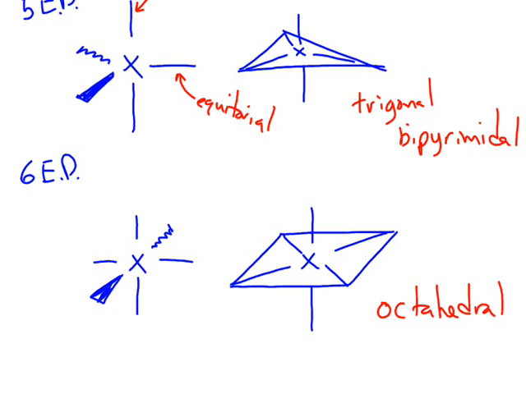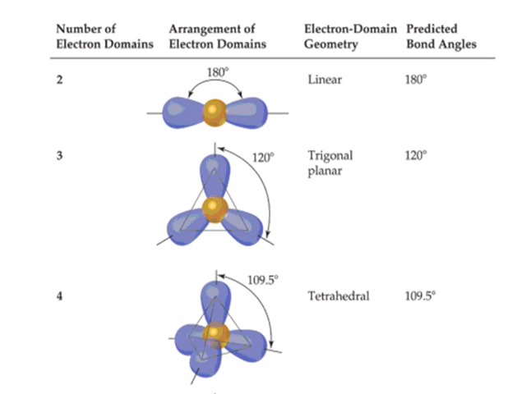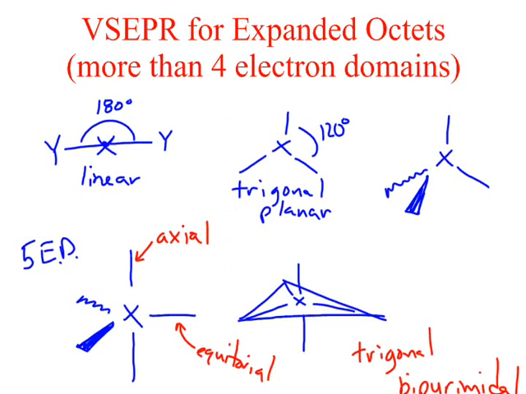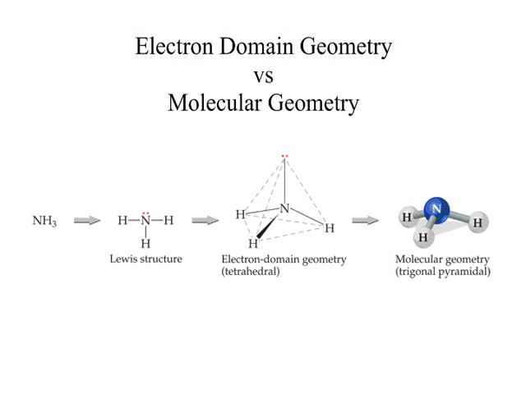Now keep in mind that these are the electron domain geometries. If we take a look at ammonia, sorry. So here we have electron domain geometry versus the molecular geometry. We have our Lewis dot structure where we have our 1, 2, 3, 4 electron domains.